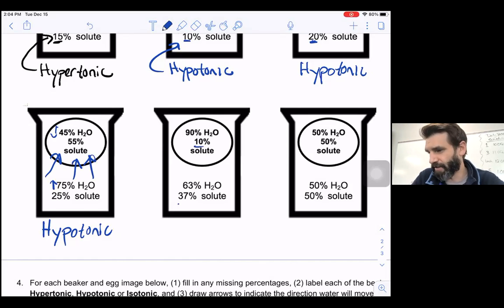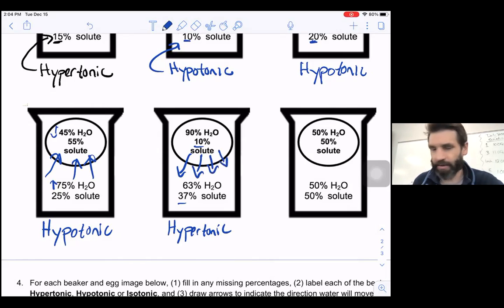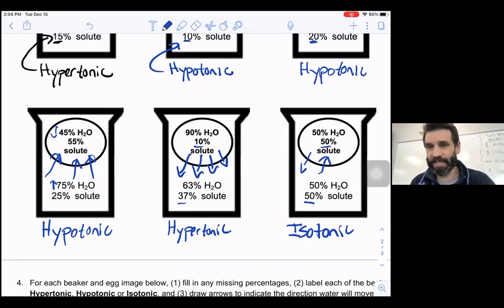This one, 10% versus 37%. This is a hypertonic solution. And in this case, water is going to flow out from the high water to the low water. And finally, in this case, we have 50 and 50. This is isotonic. And the same amount of water that goes out will come in. It's balanced. The egg should not change. Its circumference should not change at all. It's not going to get bigger. It's not going to get smaller. It's going to stay nice and the same.